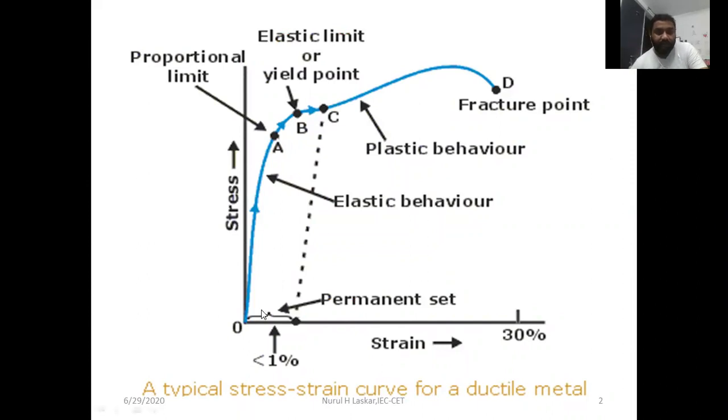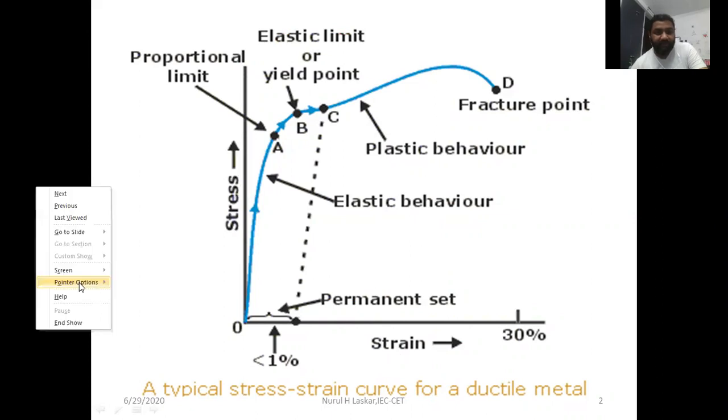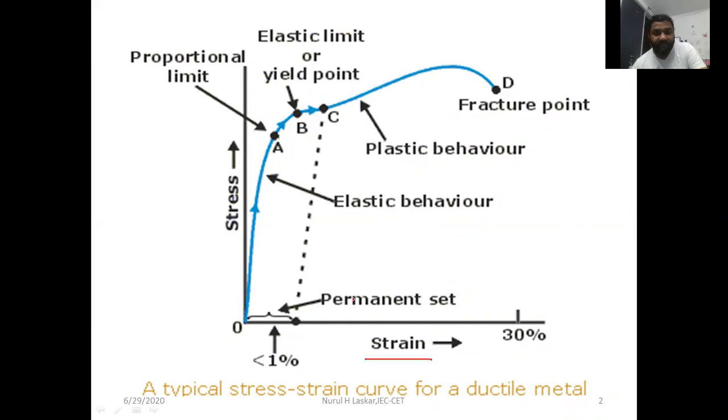Now look at this diagram. This is stress in the vertical y-axis and strain in the x-axis. Now if you increase the force, then the stress is directly proportional to strain up to a certain point, that is called the proportional limit. Means up to the proportional limit, the stress is directly proportional to strain. If you remove the load at the proportional limit, then your body will come back to the original position with its shape and size.